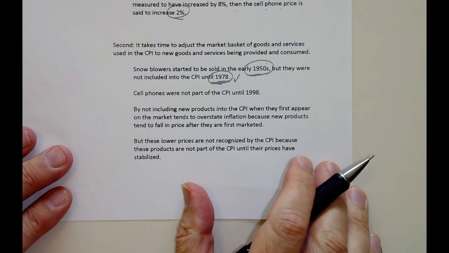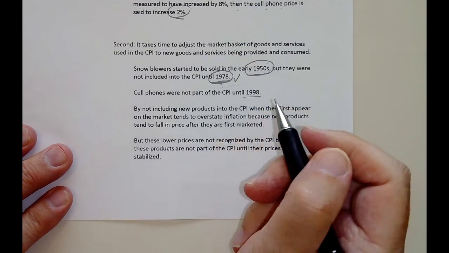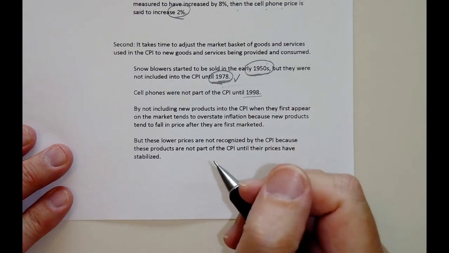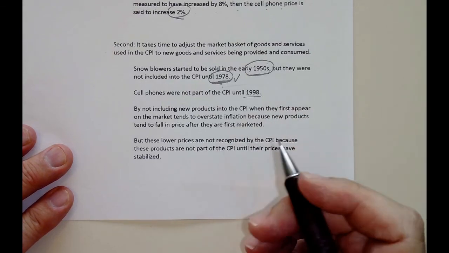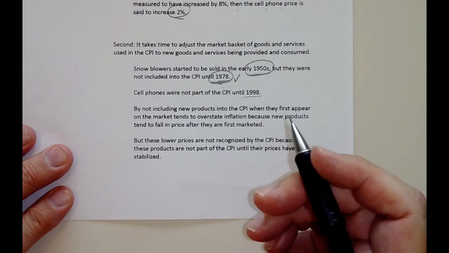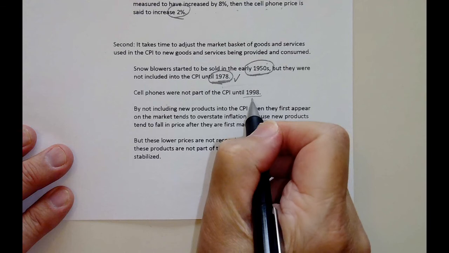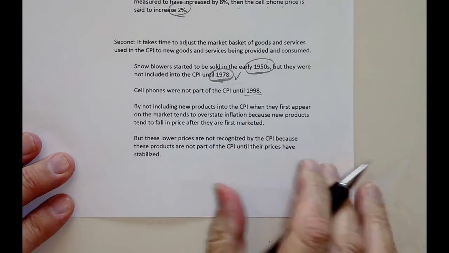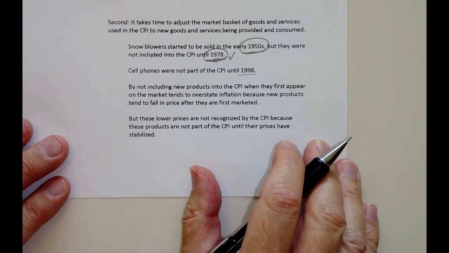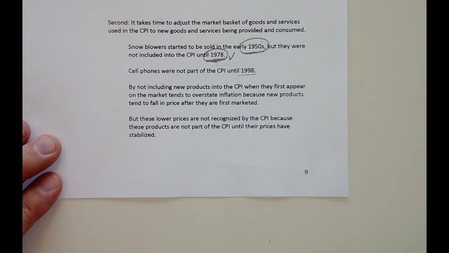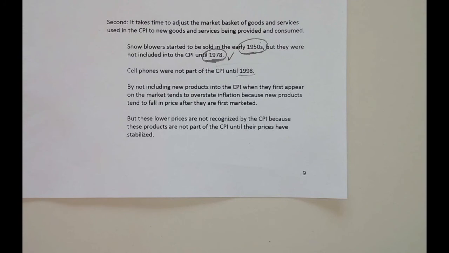Cell phones were not part of the CPI until 1998. They first came out in 1990. Very expensive when they first came out, and they could not do very much. Your phone today is like a billion times better than the phones back in, say, 1990. But that decrease in price from, say, 1990 to 98 was not factored into the CPI. So again, not including new products in the CPI when they first appear on the market tends to overstate inflation, because new products tend to fall in price after they are first marketed. These lower prices aren't recognized by the CPI because these products are not part of the CPI until after the prices have stabilized.